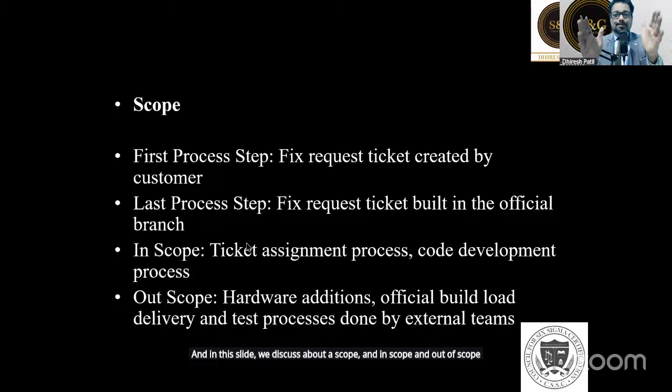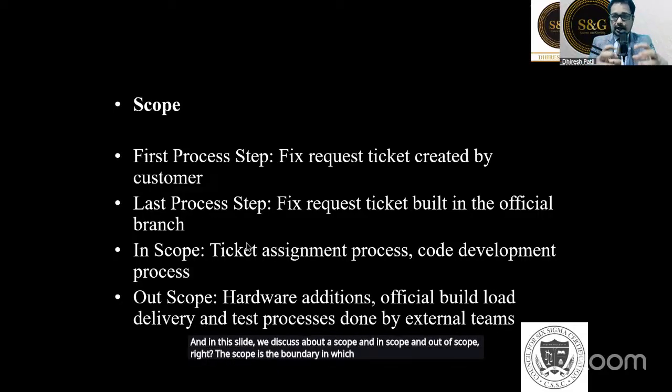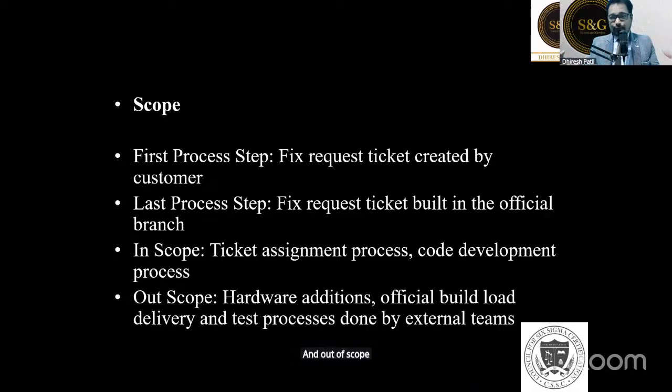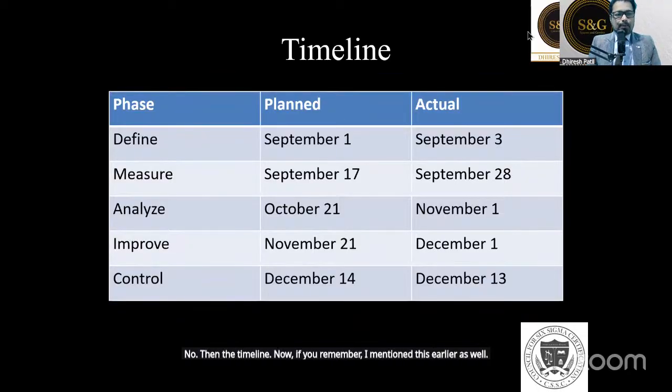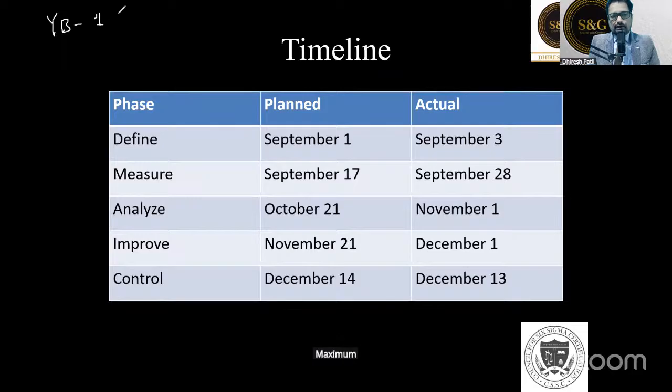Okay, and in this slide we discuss the scope, in scope and out of scope. The scope is the boundary in which we will focus, and out of scope is where we are not going to focus. Then the timeline. If you remember, I mentioned this earlier as well. Yellow belt projects are to be finished within a maximum of 1 month. Green belt projects generally are to be finished by 3 months at most.